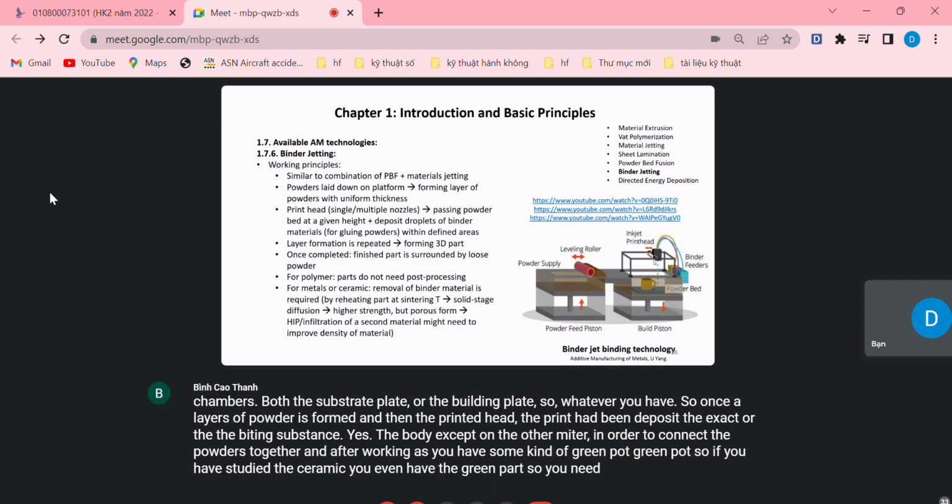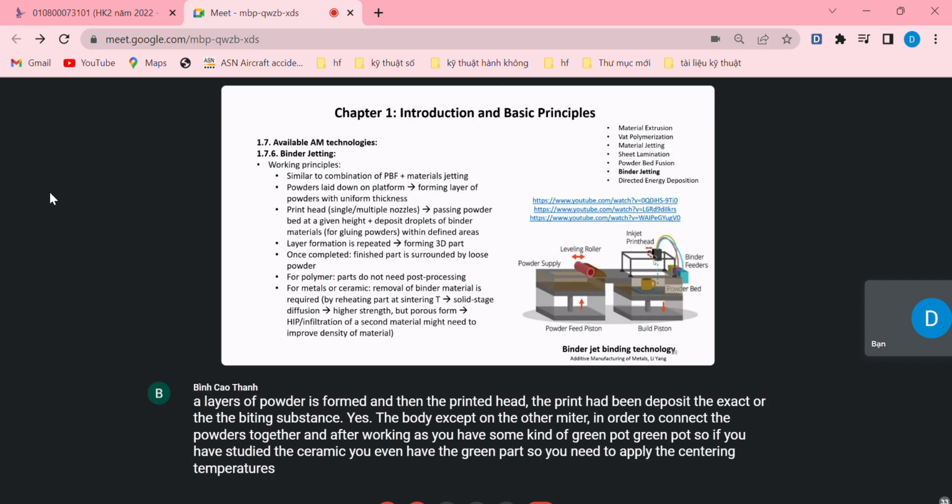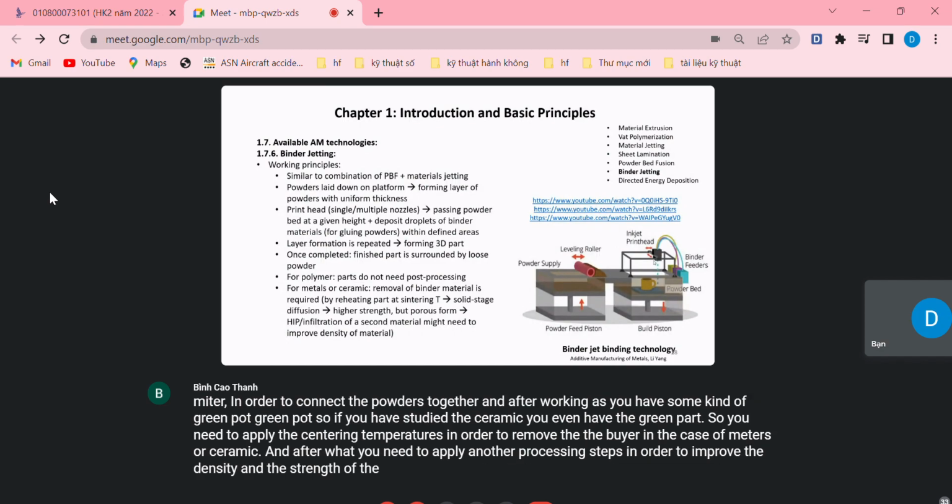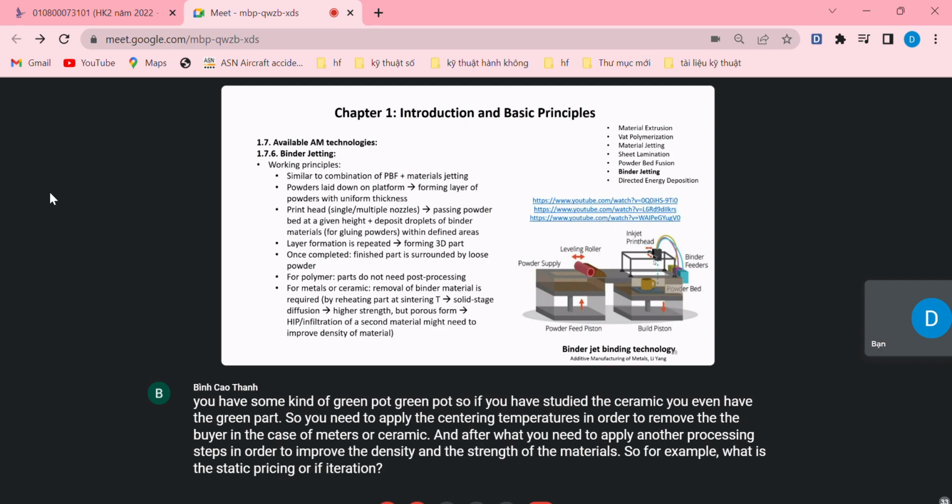So you need to apply sintering temperatures in order to remove the binder in the case of metals or ceramic. And afterward, you need to apply other processing steps in order to improve the density and the strength of the materials, for example hot isostatic pressing or infiltration. And that's the point.